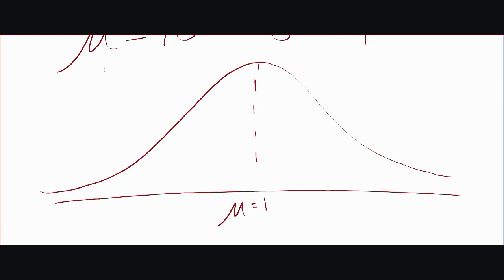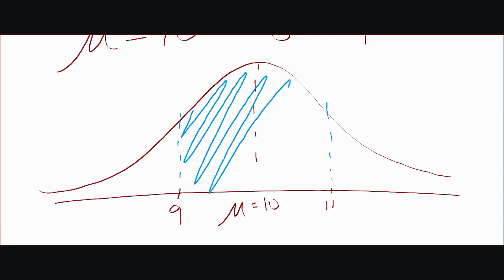So let's say in our data set, we know that the mean is equal to 10 and the standard deviation is equal to 1. The mean is 10, the standard deviation is 1. So we have our bell curve that is centered around the mean of 10. We know that with the standard deviation of 1, if I add 1 to 10, I get 11. If I subtract 1 from 10, I get 9. The empirical rule tells us that within one standard deviation on either side of the mean represents 68% of the data.